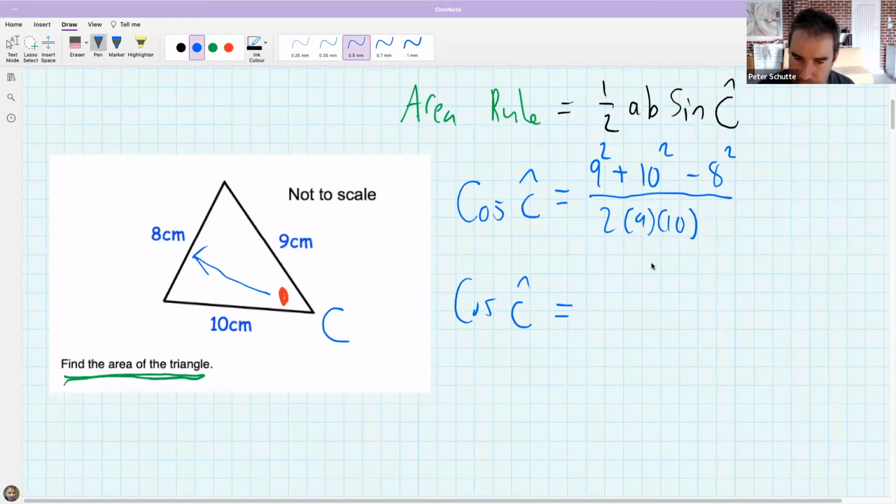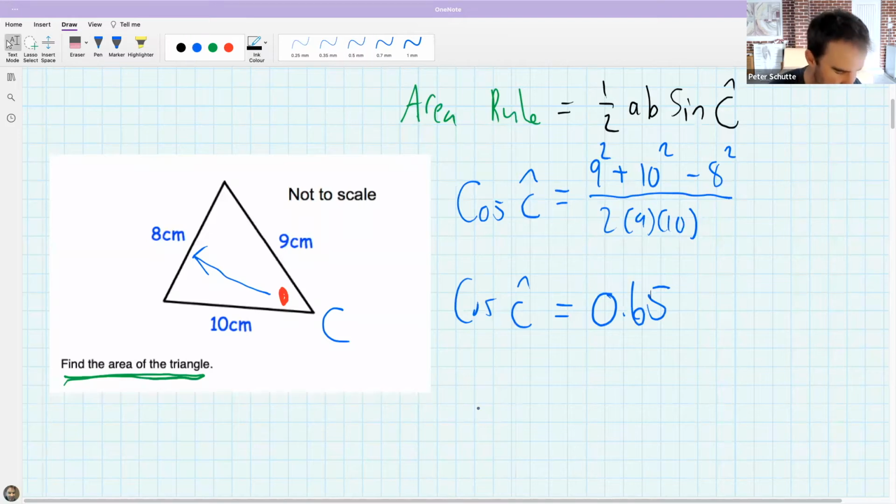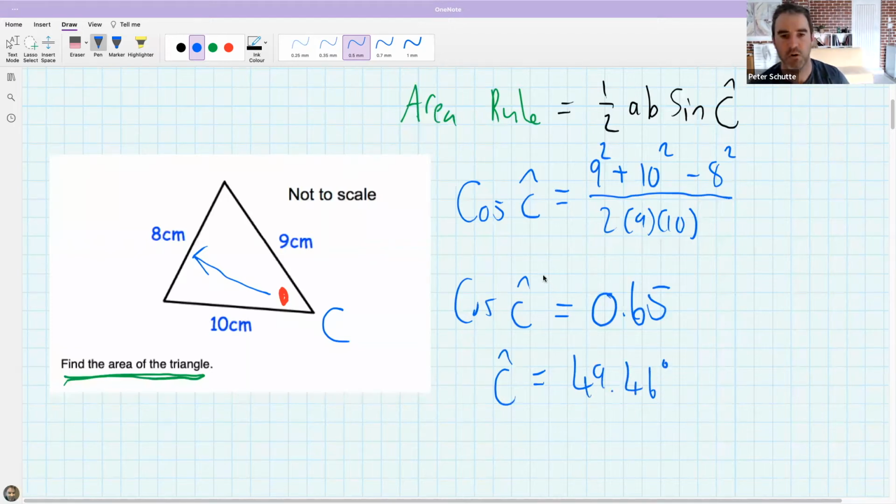Okay, so different people are getting different answers. Let's have a look here. I got 0.65. And then if I get 0.65, I now go shift cos of 0.65, and we should get 49.46. So C equals 49.46 degrees.